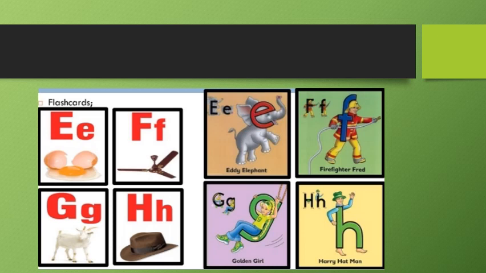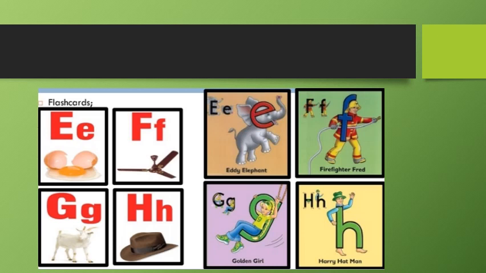Now, can you see the next flashcard here? Which letter is this? This is letter F. And which letter land character is friend of letter F? Firefighter Fred is friend of letter F. And what is the phonic sound?